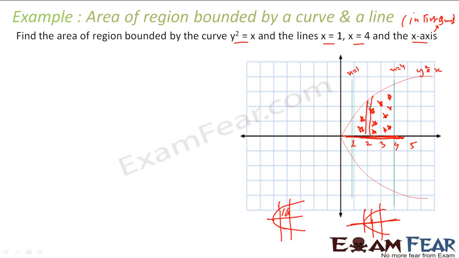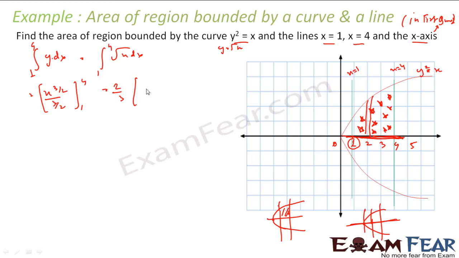If x is varying, the area will be the integral of y dx, and x is varying from 1 to 4. So I have to write y in terms of x: y square is equal to x, so y is equal to root x. This is nothing but the integral from 1 to 4 of root x dx, and that is nothing but x to the power 3 by 2 divided by 3 by 2, from 1 to 4. So this becomes 2 by 3 common into 4 to the power 3 by 2 minus 1 to the power 3 by 2. That is 2 by 3 into 8 minus 1, and that is 14 by 3 units, and that is my answer.